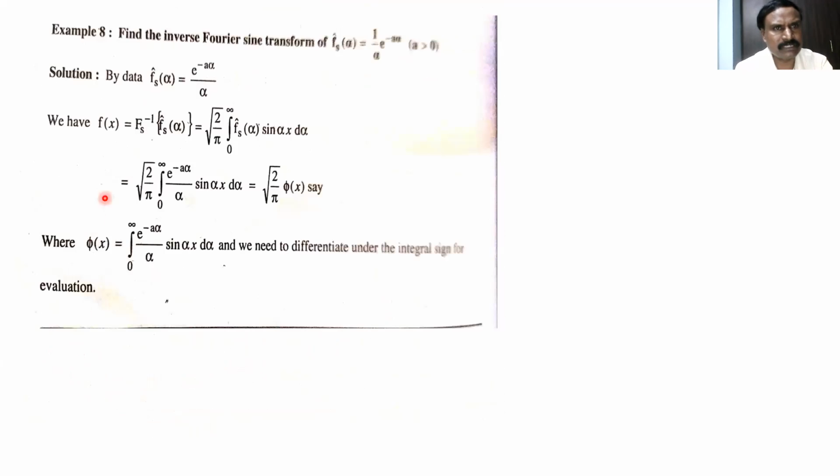So one more simple example. Before, all the problems we have solved were Fourier sine transformations, but here we find the inverse Fourier sine transform of Fs cap alpha equal to 1 by alpha e to the power of minus a alpha, where a is positive.